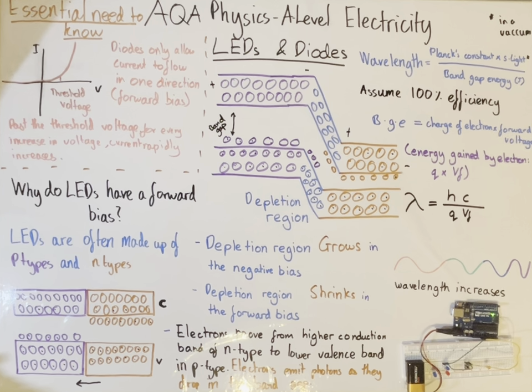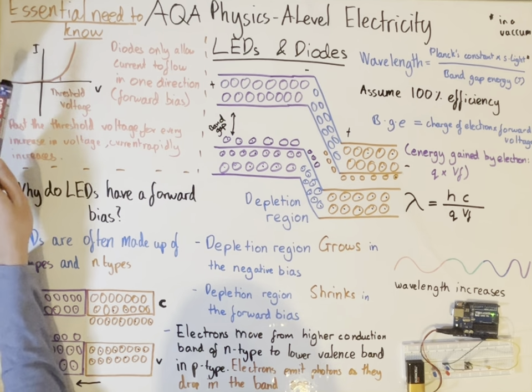Okay, so starting off with our essential need to know, so it's not that different from our GCSE knowledge, but we can see that we have our IV graph here for our diodes. So diodes only allow current to flow in one direction, known as the forward bias, and past a threshold voltage. This is usually a low voltage around 0.7 volts. For every increase in voltage, the current rapidly increases. So this is what you need to know, and you also need to know what the graph looks like.